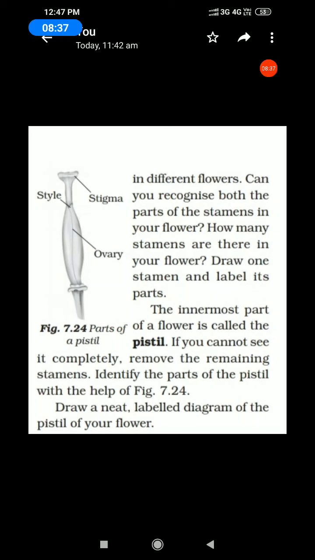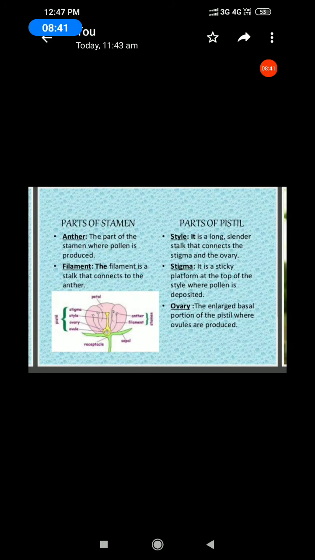Next, we will discuss activity 11. One second, I will explain the parts of stamen and parts of pistil. All of you see the video. Parts of stamen: anther. What is meant by anther? The part of the stamen where pollen is produced. Are you clear? Next, filament. The filament is a stalk that connects to the anther.